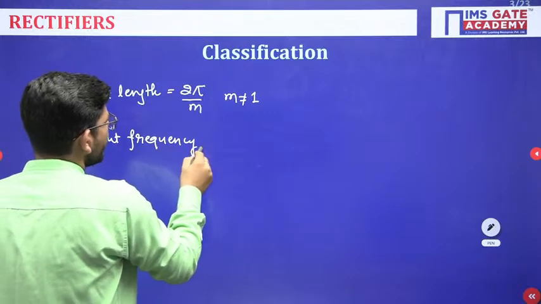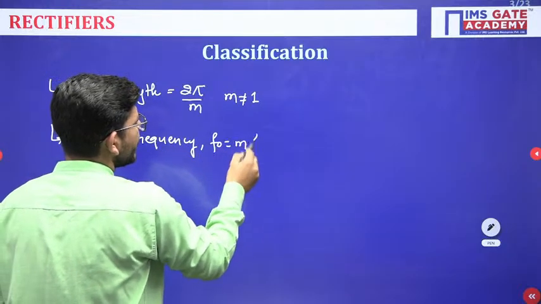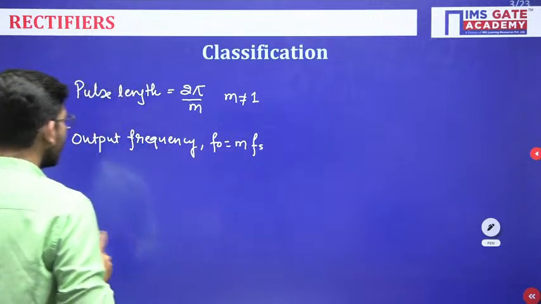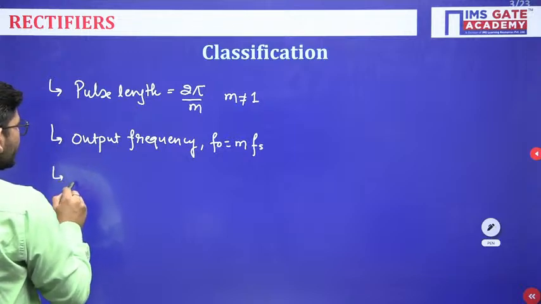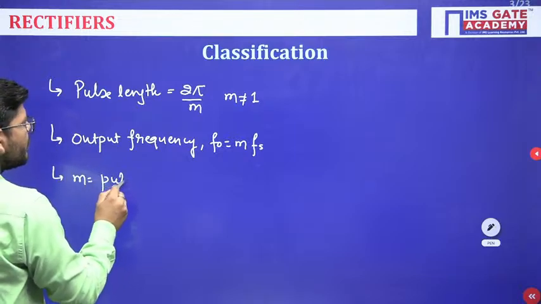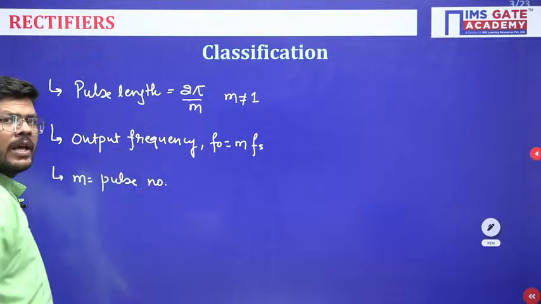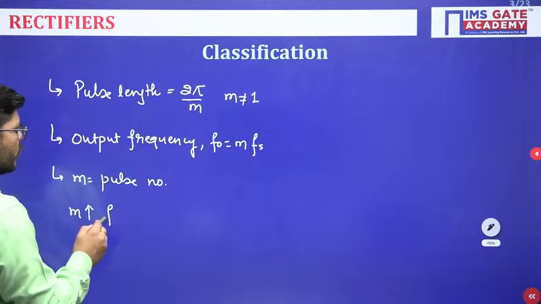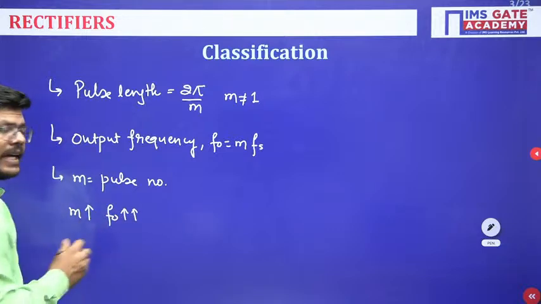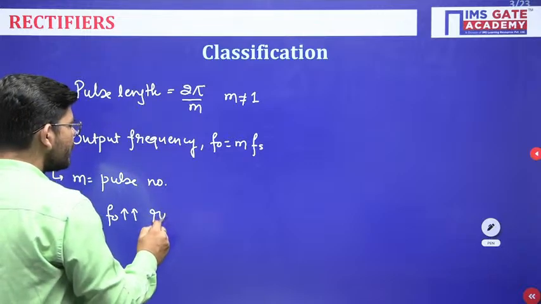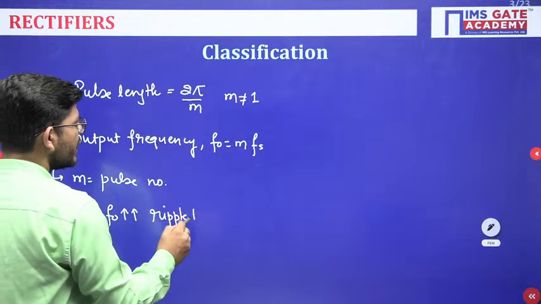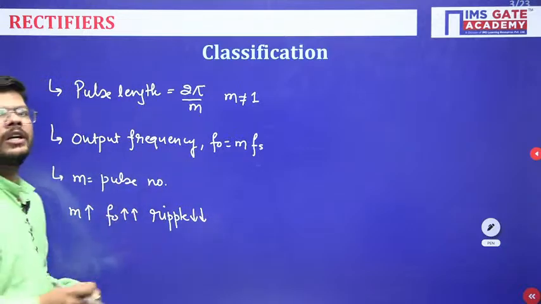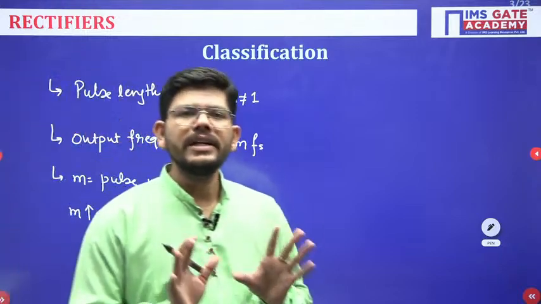The output frequency f naught is given by m times fs, where fs is the input frequency, okay. Now what is this m? m is basically nothing but the pulse number. As the pulse number increases, as the value of m increases, what will happen? The output frequency increases, and as the pulse number increases, the ripple content will decrease, and we are moving towards a more perfect DC voltage, okay.